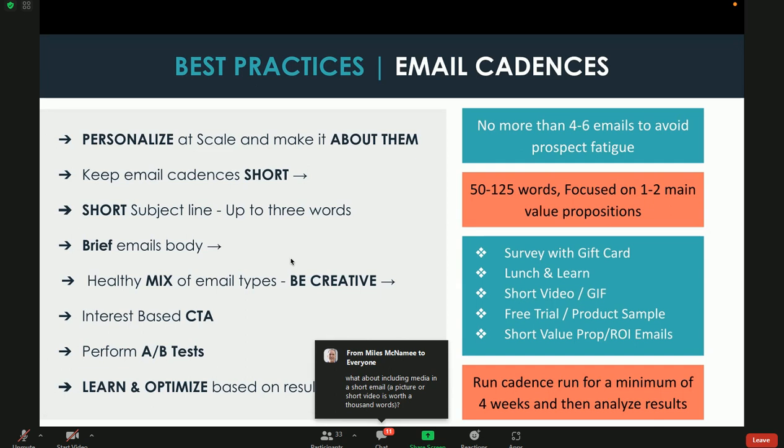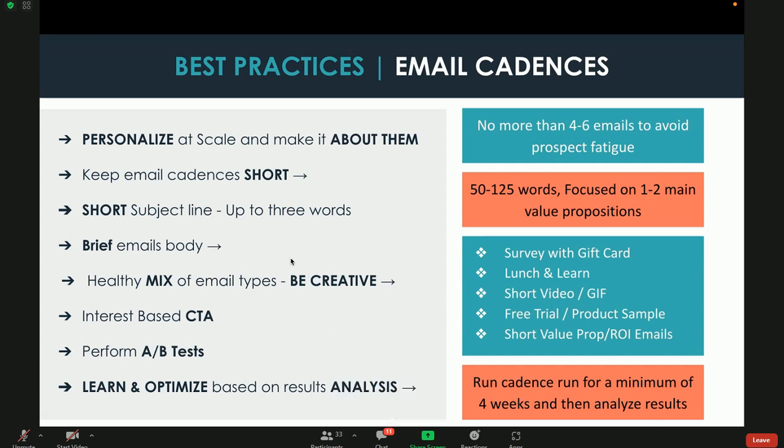But keep it concise, try to really hone in on one or two versus trying to spread it out on all of the different things that your product or offering can do. Any feedback points from the crowd, or maybe things that you have seen differently in terms of lengths, subject lines, this 50 to 125 words, those types of things?